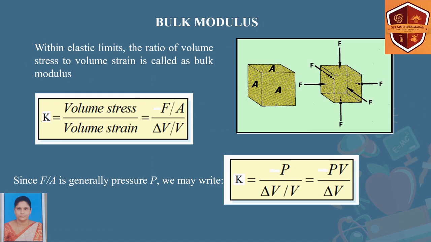Bulk modulus. The ratio of the volume stress to volume strain is called the bulk modulus. Here bulk modulus is denoted by the symbol K, K equals volume stress by volume strain. Volume stress is force per area, and volume strain is denoted as del V by V. After rearranging this formula, K equals P V by del V. Here F by A, that means force per area, is generally pressure P, we may write.